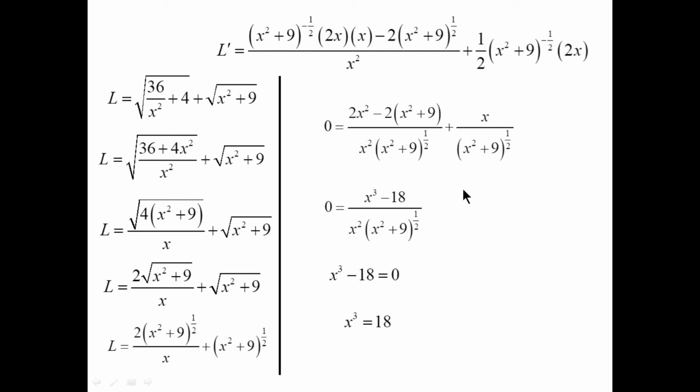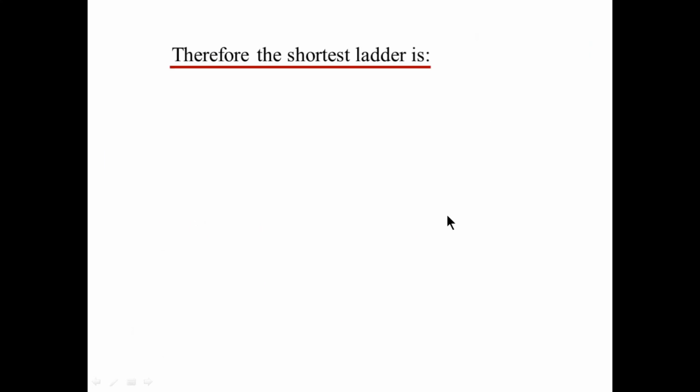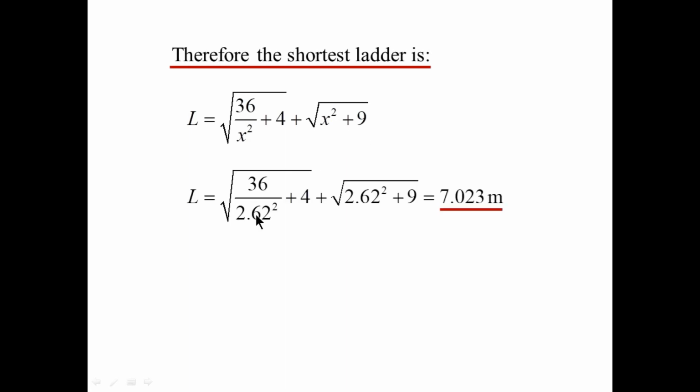Set the numerator equal to 0, solve it, and take the third root of both sides, and we have x equals 2.62. And finally, answering the question, what is that shortest ladder? Well, let's go back to, therefore, the shortest ladder is its length. There's our length of our ladder. It's the sum of those two original square roots, and plugging in 2.62 for x, doing the math, we get the shortest ladder, 7.023 meters.